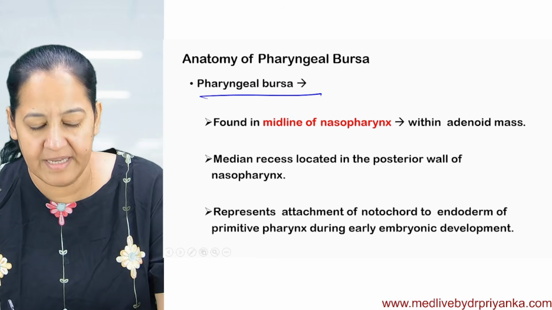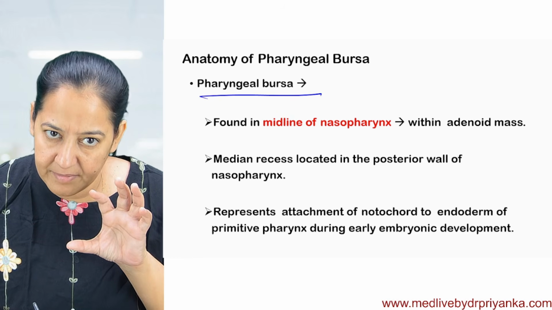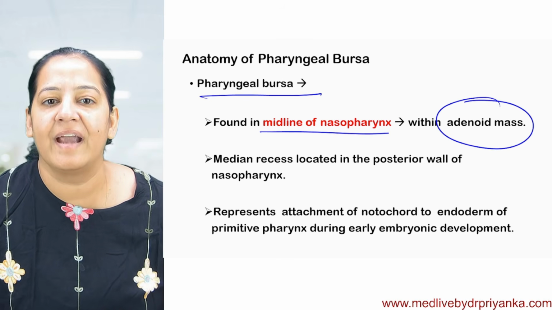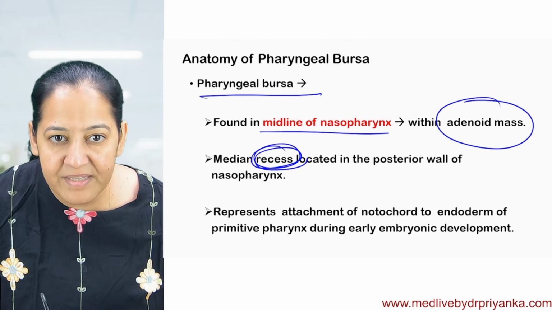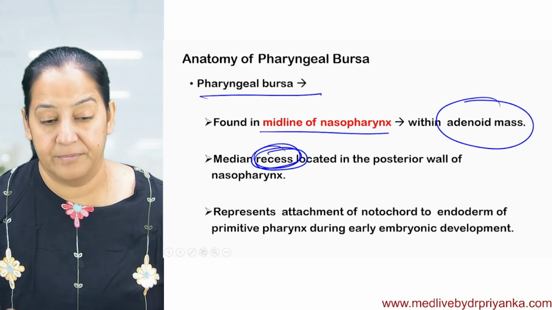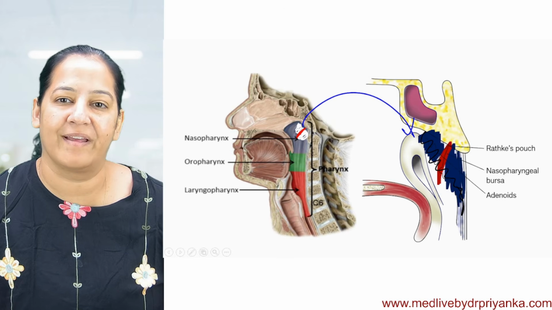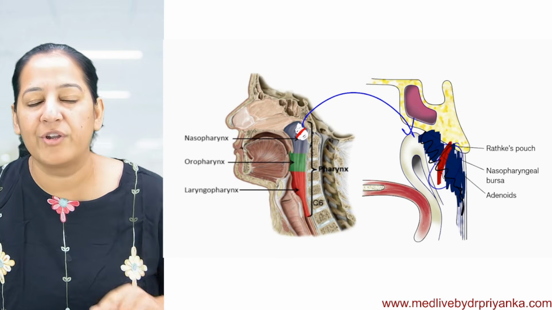Anatomically, the nasopharyngeal bursa is present in the midline of the nasopharynx, inside the adenoid mass. It's a recess present in the adenoid mass. What does it represent? It represents the attachment of the notochord during embryonic life.